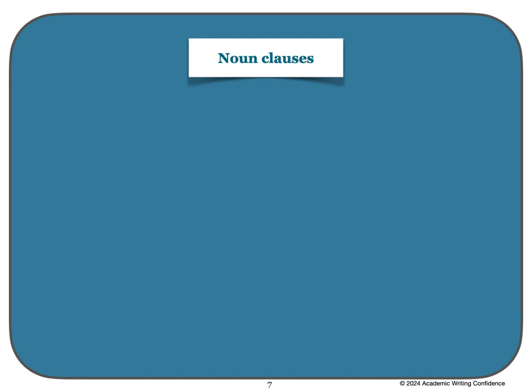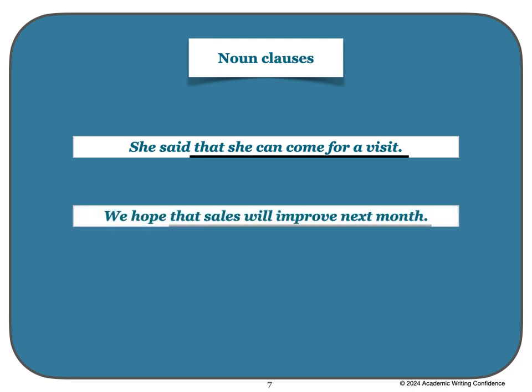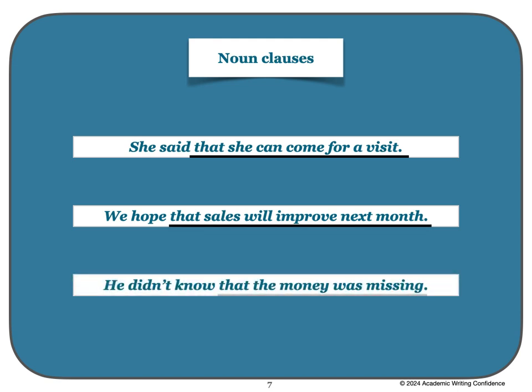And finally, let's look at some examples of noun clauses used as verb complements. She said that she can come for a visit. We hope that sales will improve next month. He didn't know that the money was missing.